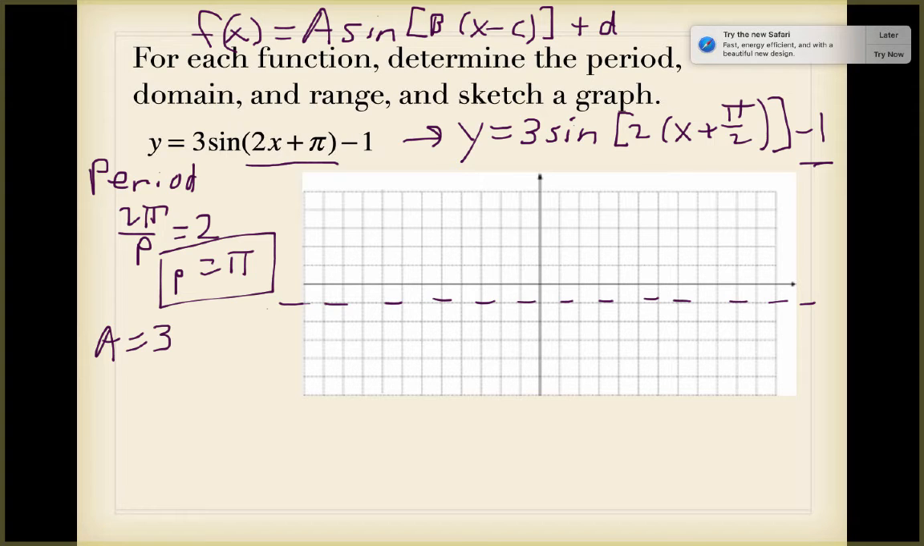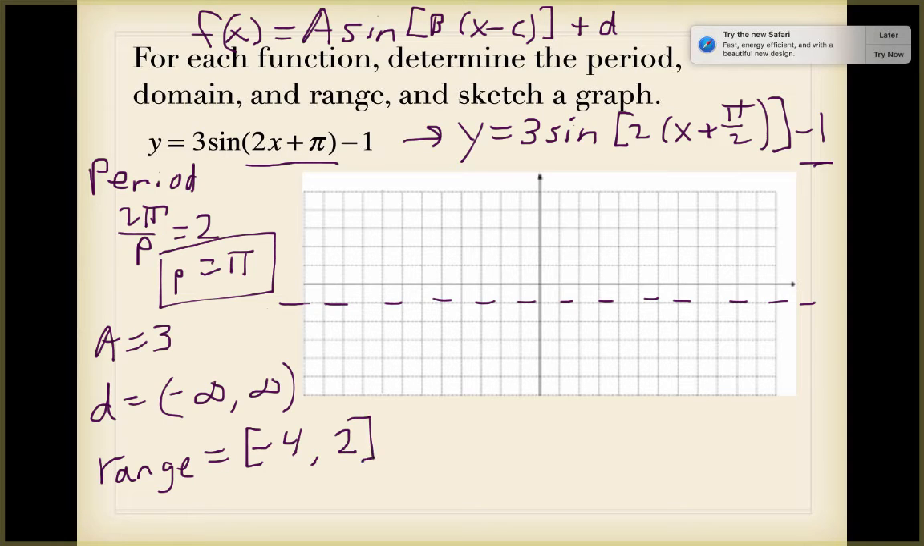Our domain will be -infinity to infinity. And then our range, because of our vertical shift and our amplitude, goes from -4 inclusive to +2 inclusive. There's our domain and range. Now it says to sketch the graph.